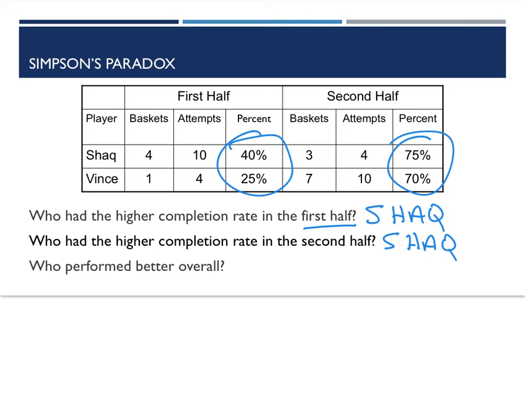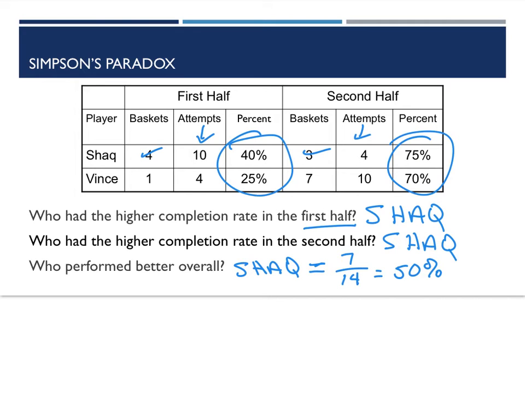Okay, so if I examine Shaq's record, overall, he made 7 baskets. But how many times did he shoot? Well, he only shot 14 times. I don't add the 4 and the 3 and the 10 and the 4. He shot 10 times and he made 4 baskets. He shot 4 times and he made 3 baskets. So I'm only doing 7 out of 14. He made 50% of his baskets.